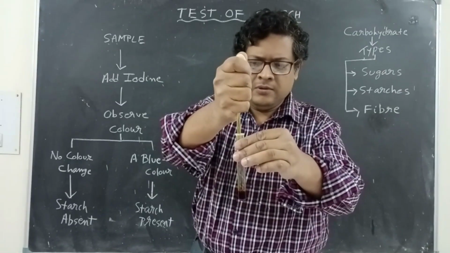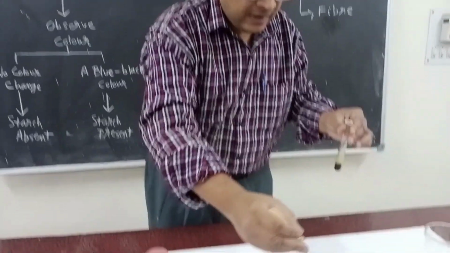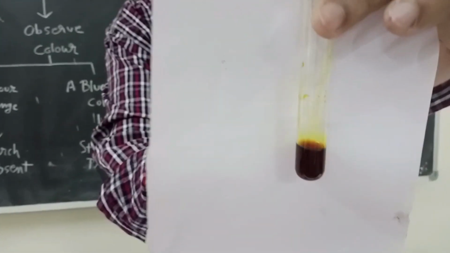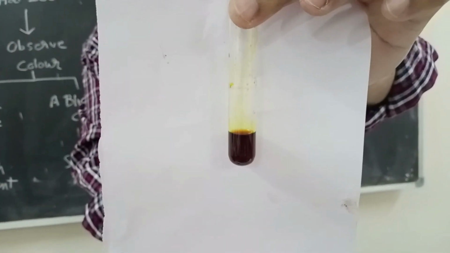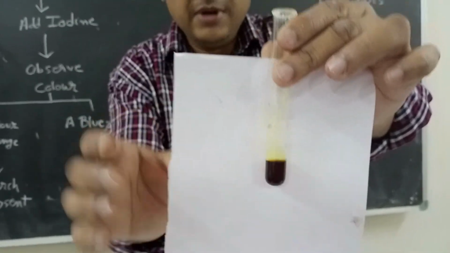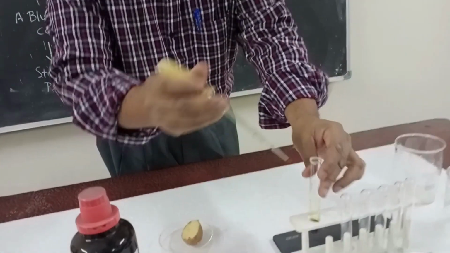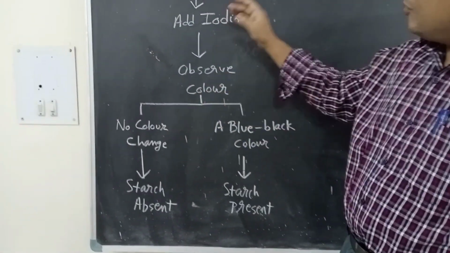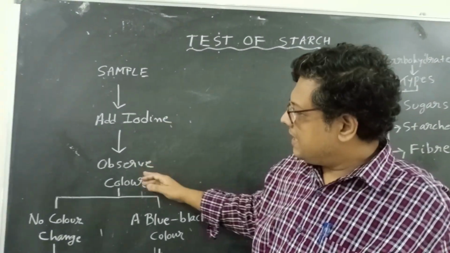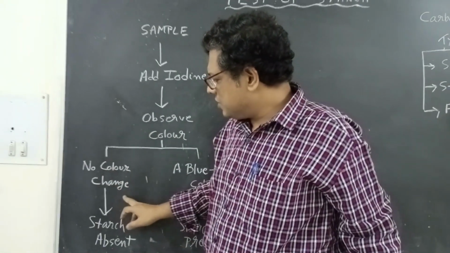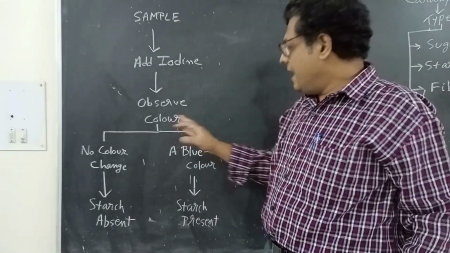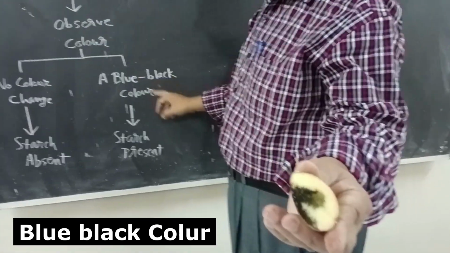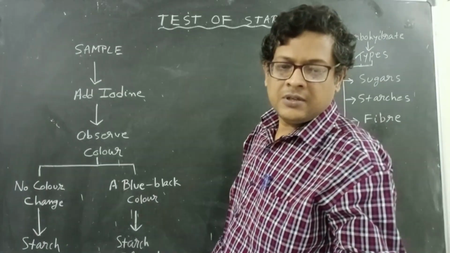Now what is the color of iodine? You can see the color of iodine. Look carefully. This is an orange-yellow type color. So after adding the iodine, we observe the color. If there is no color change, then starch is absent. And if we see a blue-black color, then starch is present.